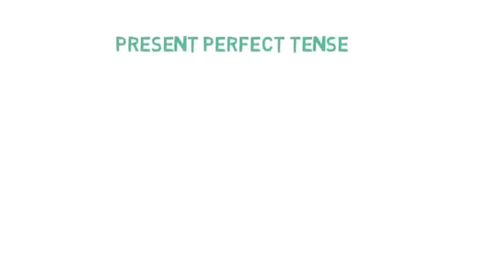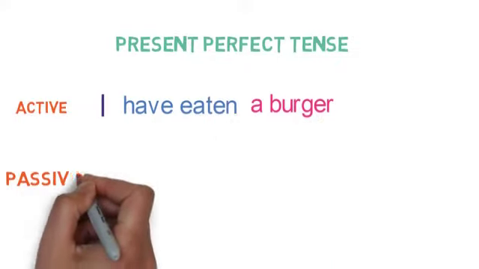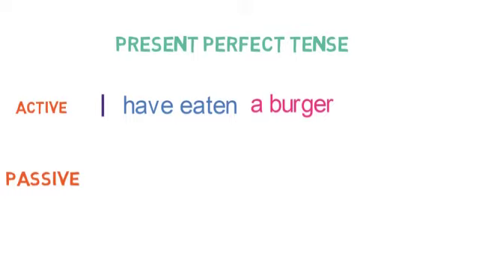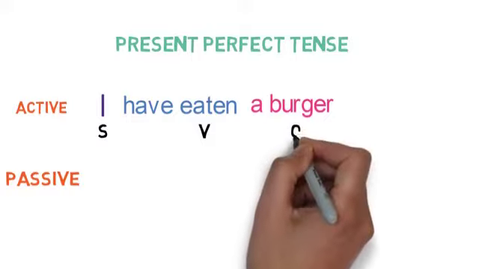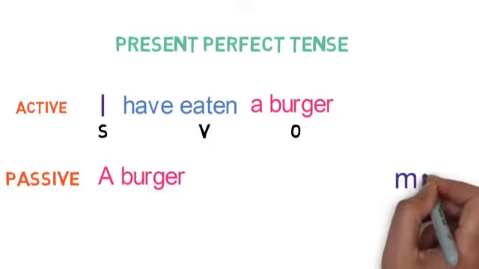Now, let's see example of present perfect tense. Active sentence. I have eaten a burger. Passive sentence. Firstly, we need to identify SVO, that is subject, verb and object. So here, I is the subject, eaten is the verb and a burger is the object. Now let's swap the position of object and subject. Here it will be a burger and at this position it will be me.